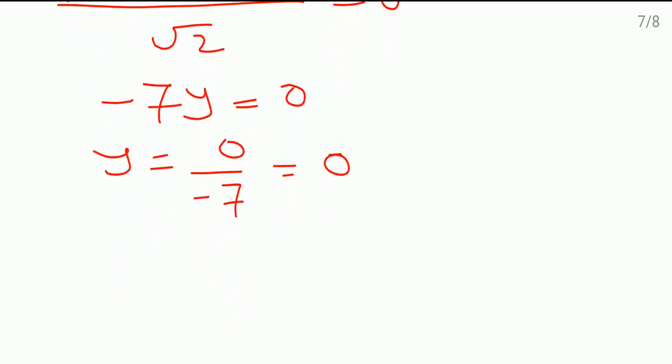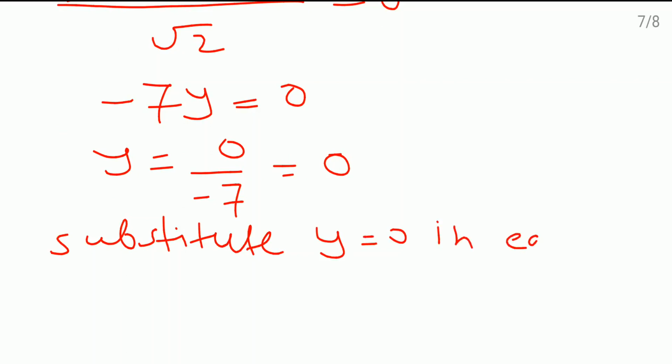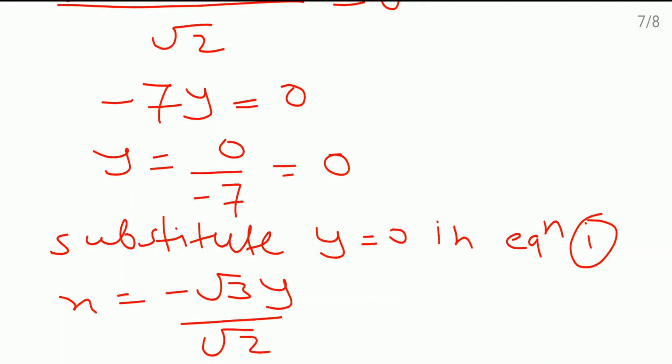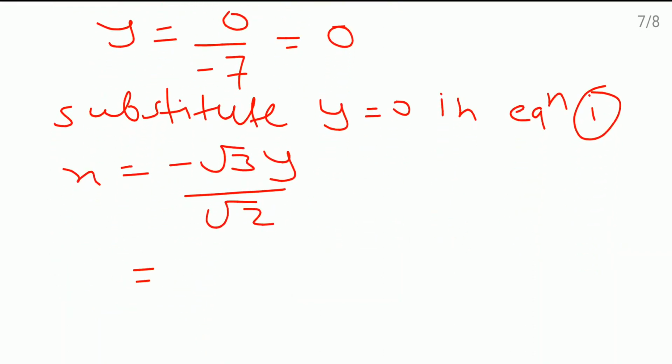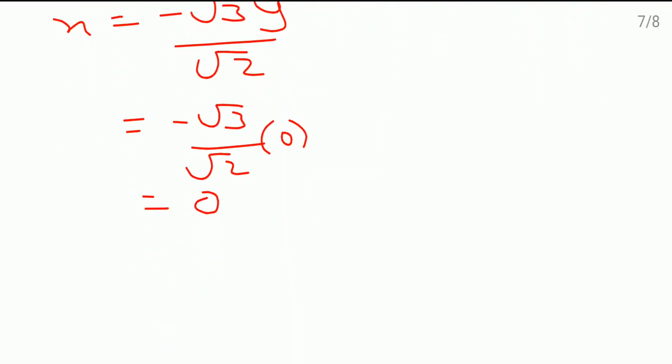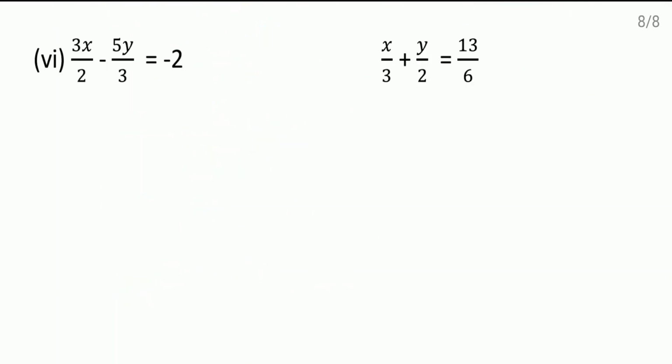Now I'll substitute y in equation 1. So here substitute y equal to 0 in equation 1. Now what is our equation 1 here? Equation 1 is x, which is equal to minus root 3y by root 2. So here in place of y I will substitute 0. Root 3 by root 2 into 0. 0 by anything will become 0. I got the value of x as 0. Therefore finally solution is 0 comma 0. Correct?